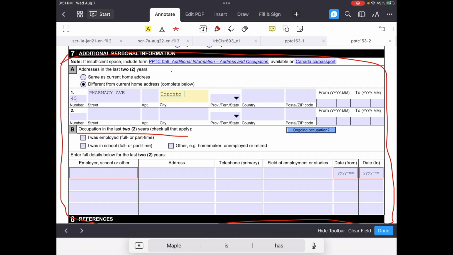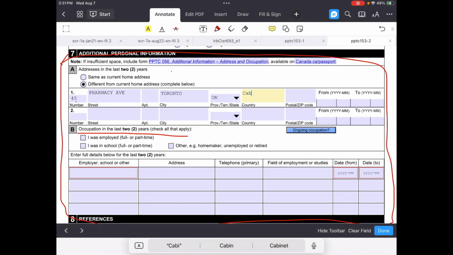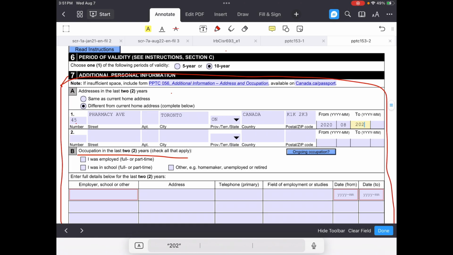Then I'm gonna say it was in Toronto, it was in Ontario, the country is Canada, the postal code was K1K 2K3. Then you have to enter the dates that you've been residing at this address. We're gonna say it was from 2020 August to 2024 July, and make sure it's for the last 2 years. I was living in this address.